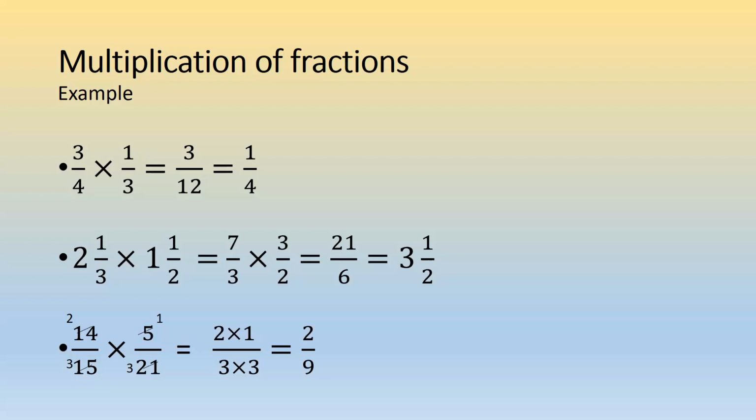In multiplication, you don't do LCM. You simply multiply your numerators and then your denominators. So you see here, we simply multiply 7/3 and then 3/2. So we don't do LCM multiplication.